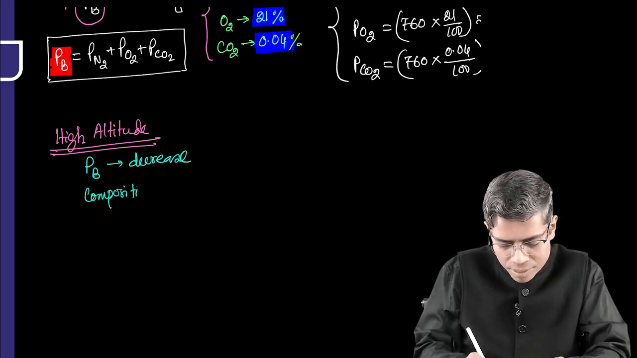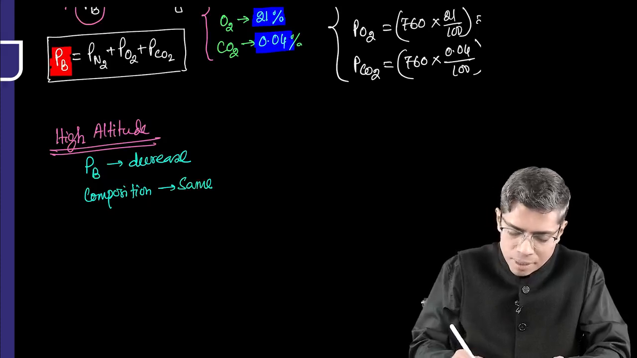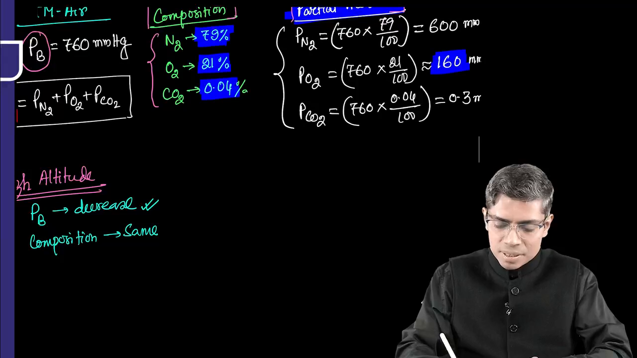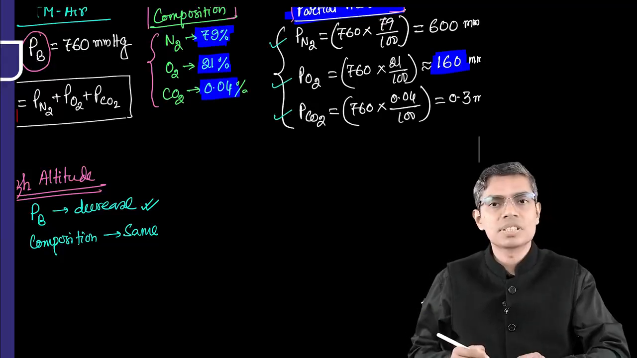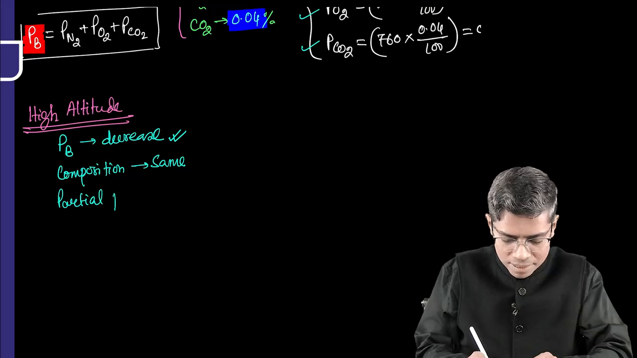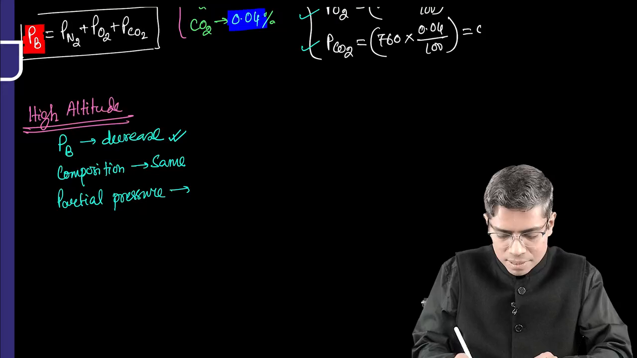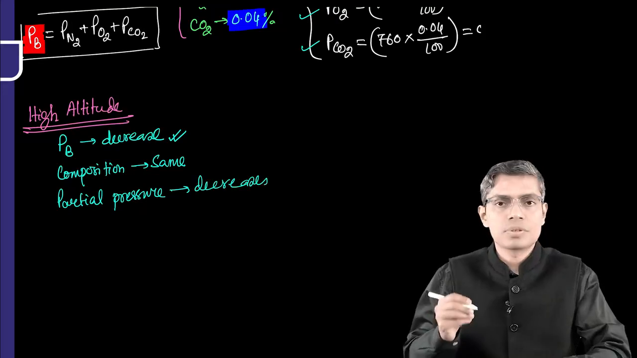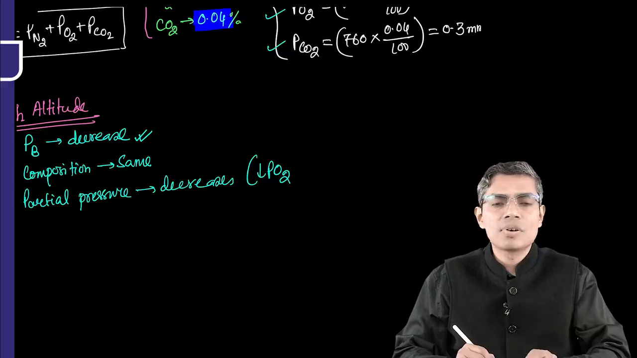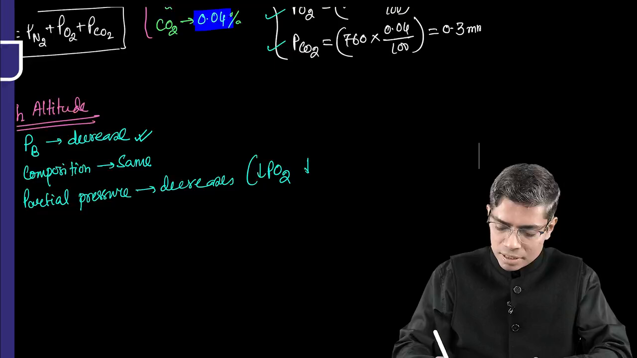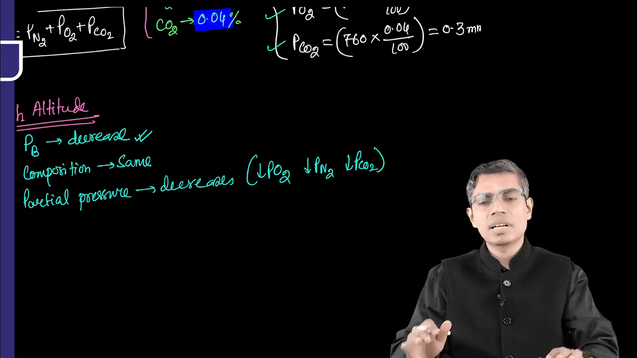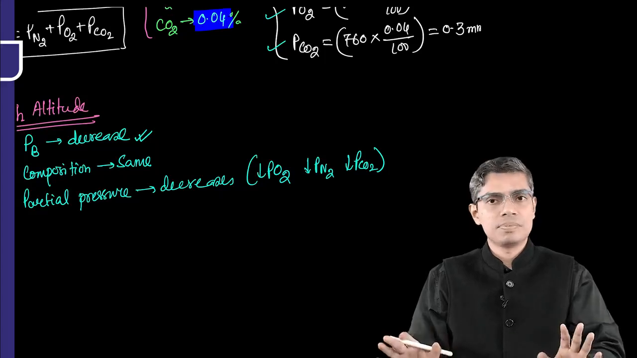Composition will remain the same, but because the barometric pressure is dropping, what will happen to partial pressure? The partial pressure is calculated based on the barometric pressure or total pressure only. So if the total pressure is decreased, then the partial pressure of all gases is also going to be reduced. That's why there will be a reduction in the partial pressure of oxygen, and that will produce hypoxia at high altitude. Not only that, there will be a reduction in the partial pressure of nitrogen and carbon dioxide also, means all gas partial pressures will be reduced, right?